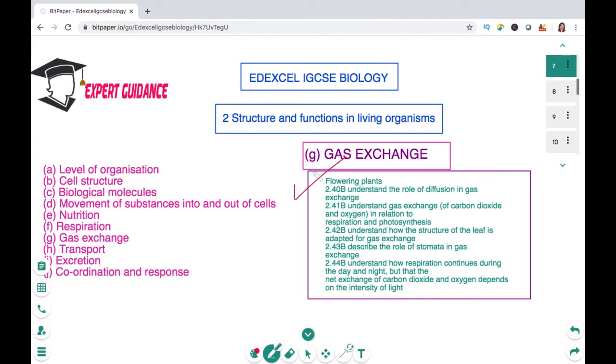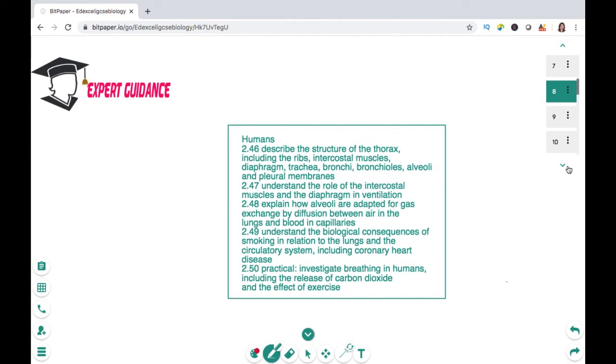Today in this video we'll be covering the topic of gas exchange of Unit 2, Structure and Function in Living Organisms. Now in this video we'll be covering gas exchange in plants, which happens with the help of the stomata, and we'll also look over the concept of transpiration. In humans we'll look over the human respiratory system and its different organs like bronchi, bronchioles, alveoli, lungs, thorax. We'll also look over the role of different parts of the respiratory system in performing inspiration and expiration, and we'll also look over the effects of smoking on the human respiratory system.